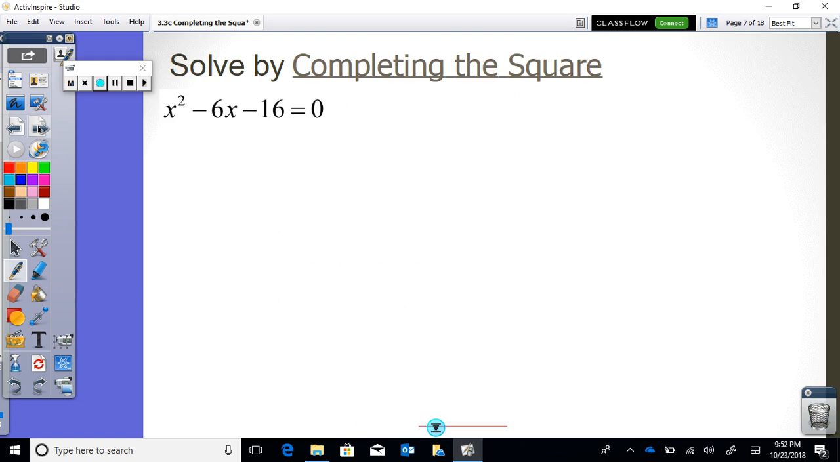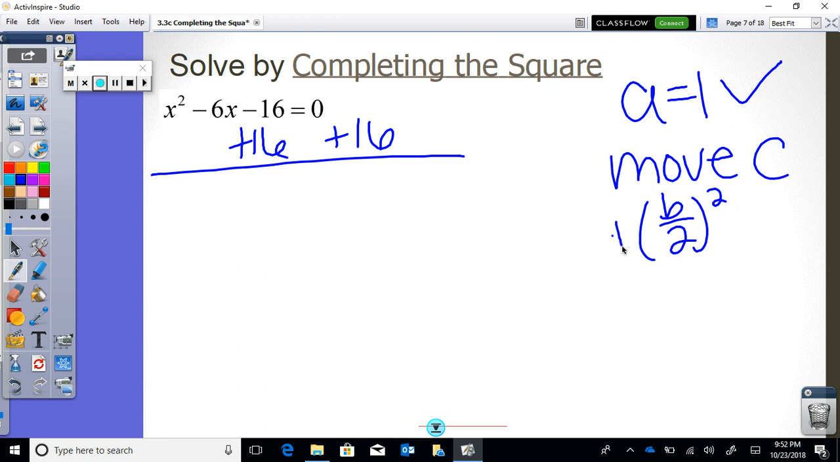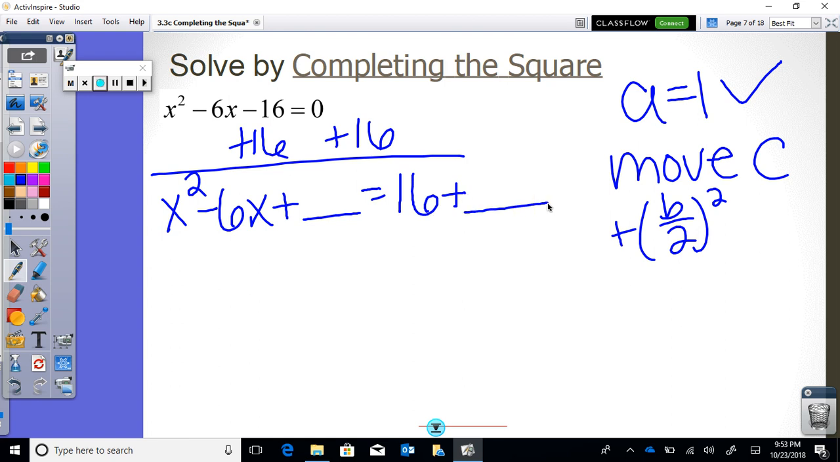Here's the first one. All right, so first we have to make sure that a is equal to 1. Our leading coefficient is equal to 1 because it's 1x squared minus 6x minus 16, so check. Next was move c to the other side. So it's a negative 16, so I'm going to add 16 to both sides. Keeping in mind my next step is to take b divided by 2 squared and add that to both sides. So in this step, I'm going to add my plus blanks. I like to add a plus blank here, and then 0 plus 16 is 16, and plus blank there.